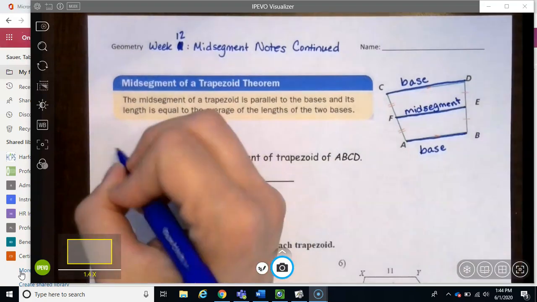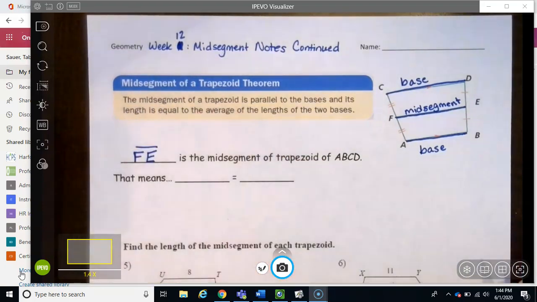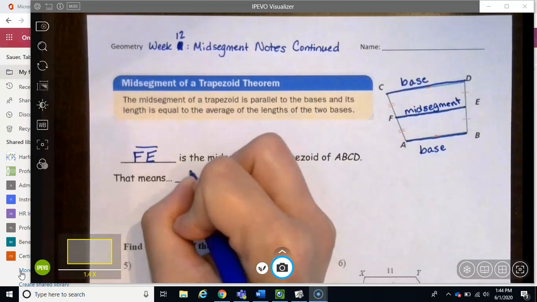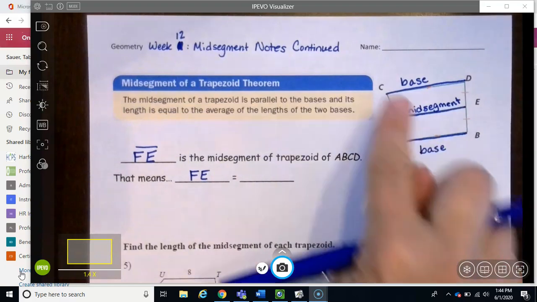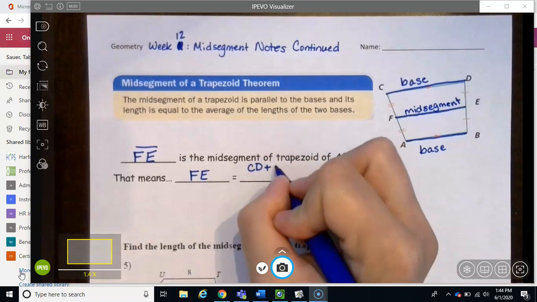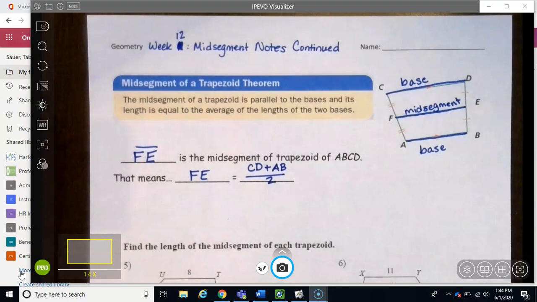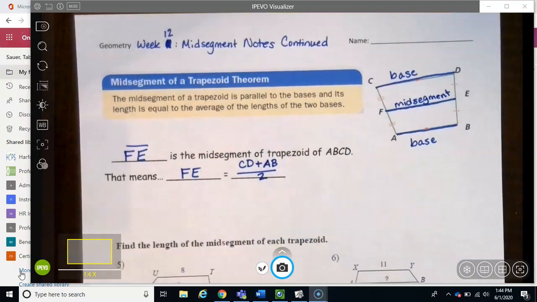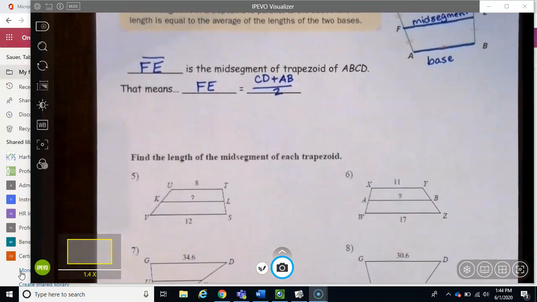So in this case, FE is the midsegment of that trapezoid, and that means that that midsegment, FE, the distance from F to E, is the average of these two bases. So we would take CD plus AB, add them together, and then divide by 2. Okay, and that's how you're going to set up your equations for this. So let's use that information to help us find the midsegments of these. So find the midsegment of each of the trapezoids.